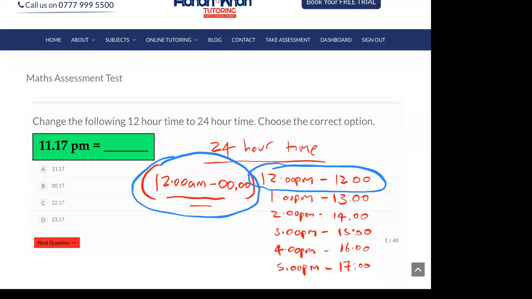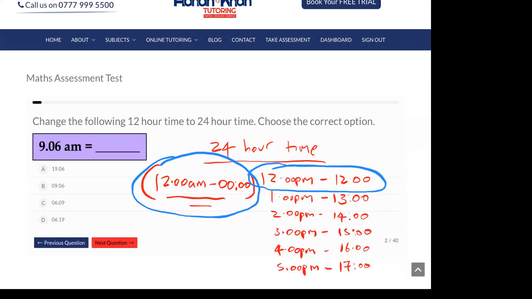Let's get cracking with regards to our homework that we did before. So 11:17 p.m. How do we actually convert this into a 24-hour clock from 12-hour time to 24-hour time? And in this case, the answer is going to be 23:17. Let's go on to the next one.